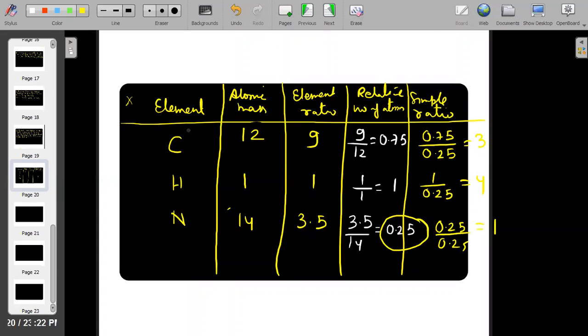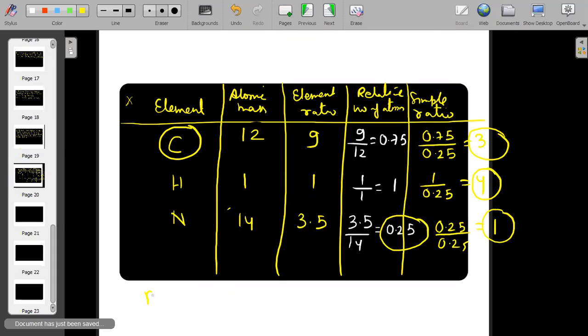Now tell me, carbon how many times present? 3 times present. Hydrogen how many times present? 4 times. Nitrogen how many times present? 1 time. So what is the empirical formula? That is equal to C3H4N.